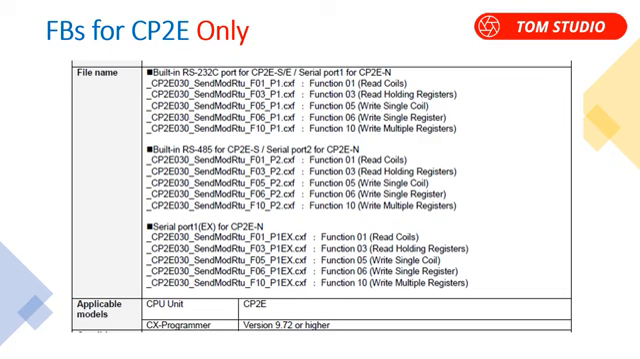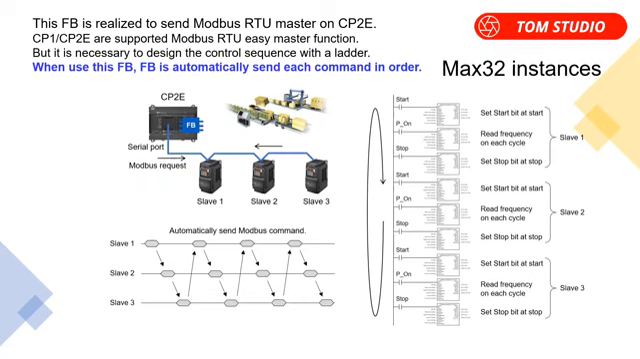In the past, if you wanted to implement Modbus serial communications, it was necessary to design the control sequence inside the PLC program. New CP2E Modbus function blocks no longer need extra code for command sequence control. They automatically send and receive the Modbus command, so you can just freely use them in your program.